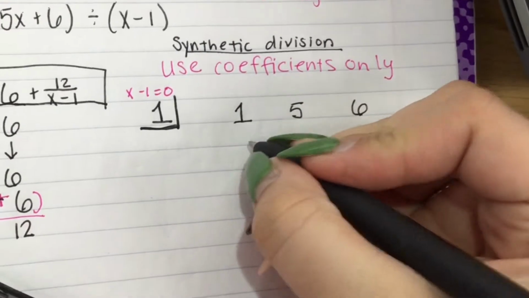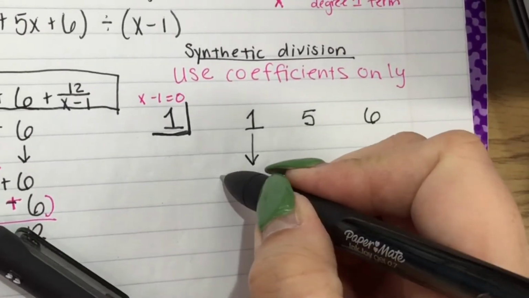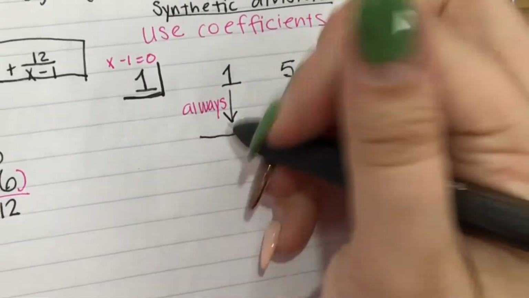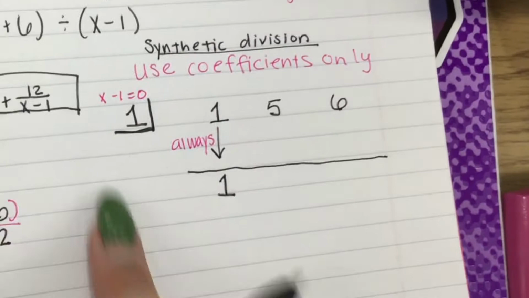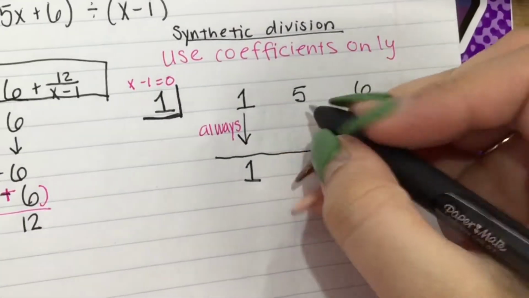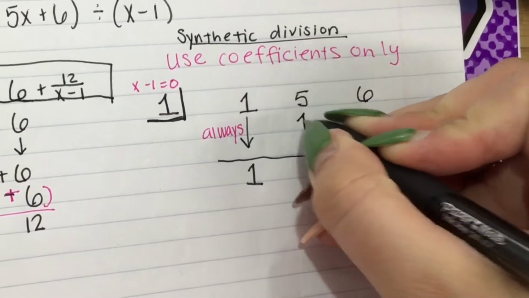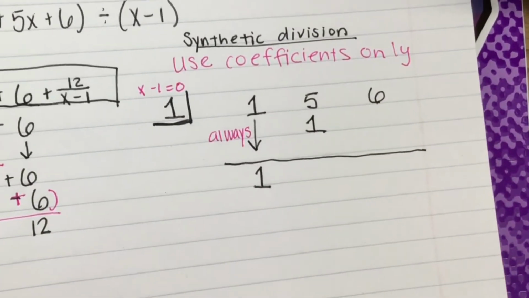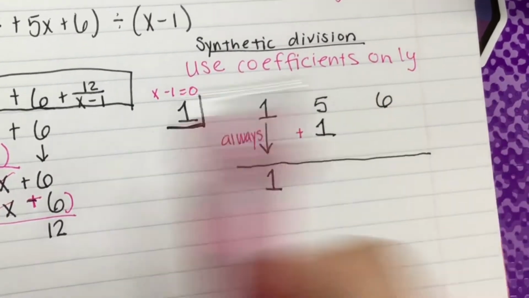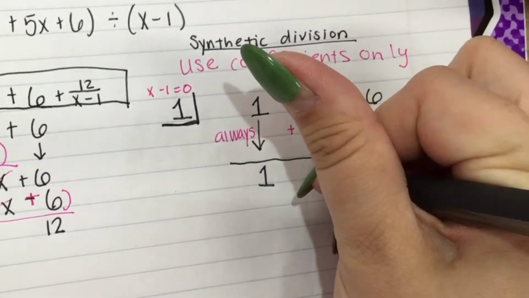So here we go. The very first step that you're going to take is to bring down that first coefficient. This is always what happens. You should always bring down the leading coefficient. From here, I'm going to take that little guy in the box, and I'm going to multiply by whatever I brought down. I'm going to put my answer right underneath my next coefficient. So 1 times 1 is 1. Now we add down. So 5 plus 1 is going to give me 6.